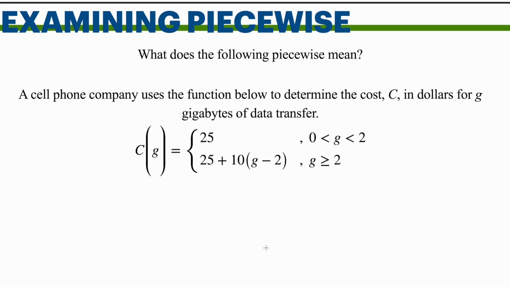So what does the following piecewise function mean? We have a cell phone company that uses this piecewise function. The C is the cost and G is the gigabytes. So what does this represent?